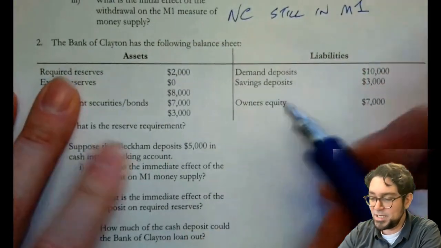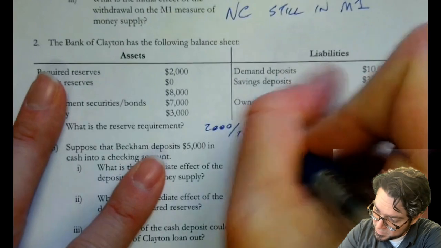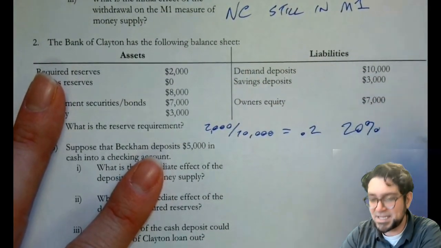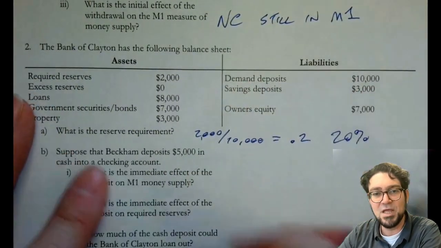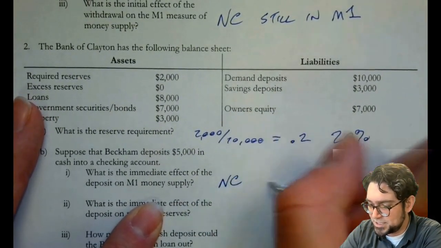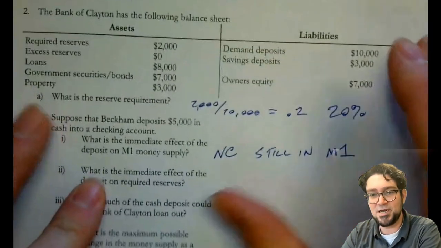What's the reserve requirement? Again, this one is 2,000 over 10,000. And that's still equal to 0.2. I promise that on tests, they have a bigger variety. I'm sorry that I gave you 2, 3, 4, and 5 in a row that are that way. Back on deposits, 5,000. What's the immediate effect on the M1 money supply? No change. Still in M1. Hopefully you're picking up that that's a common question.